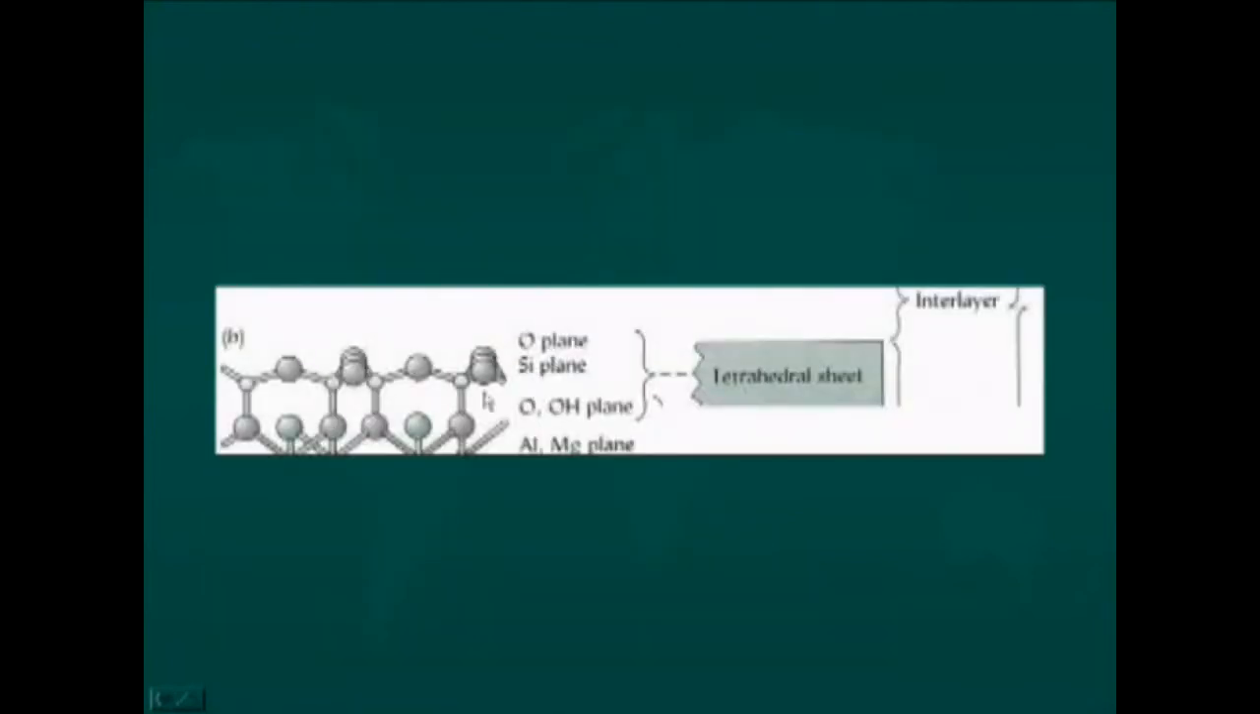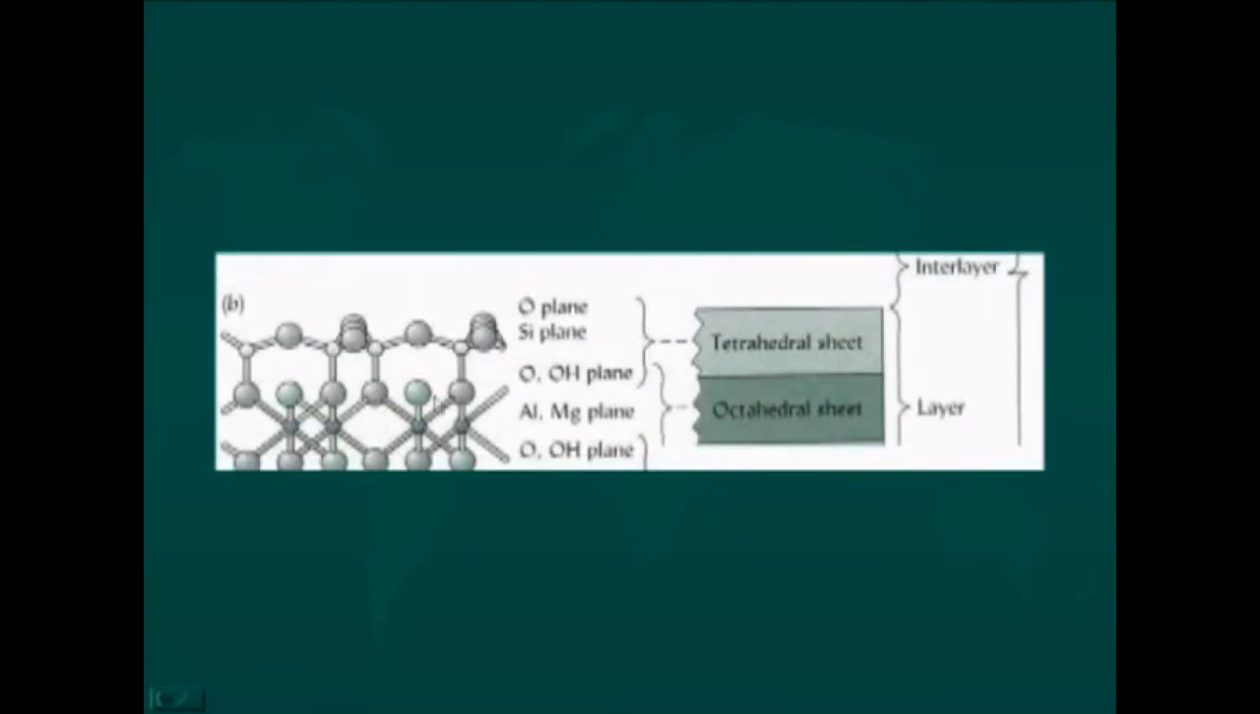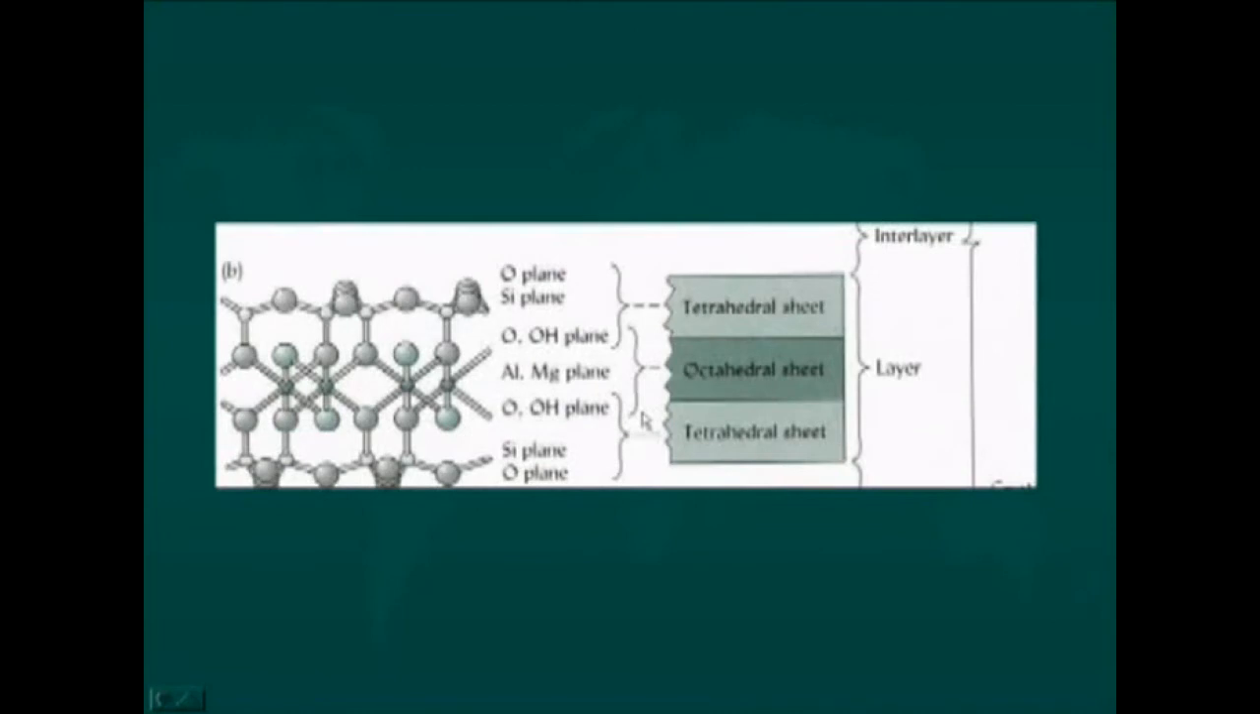So we can represent that with a rectangle. Rather than draw this each time, here's our silica sheet, silica tetrahedral, and we can represent that by this rectangle, a tetrahedral sheet. We can build the octahedral sheet and connect that to the tetrahedral sheet and represent that whole ball and stick model by a rectangle. So here's a tetrahedral sheet and an octahedral sheet. And we can keep going. So here's a layer: a tetrahedral sheet, an octahedral sheet, a tetrahedral sheet, and we're going to call this a layer. And it's going to represent this ball and stick model.